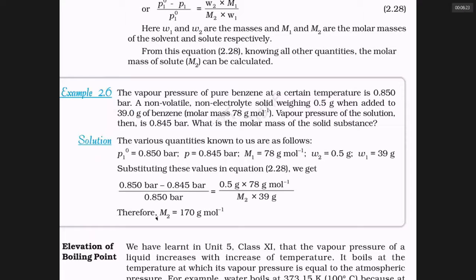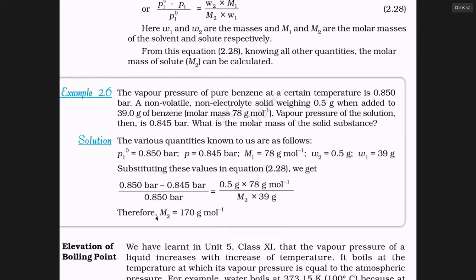So apply the formula (P0 minus P) by P0. 0.850 minus 0.845 divided by 0.850 is equal to the weight of the solute, 0.5 grams, divided by its molecular weight, which I don't know, into 78 by 39. Notice that the molecular weight can be computed as 170 grams per mole. Can you see it, sir?